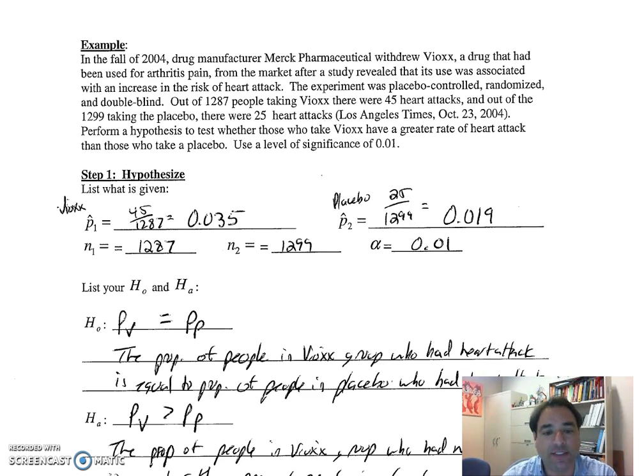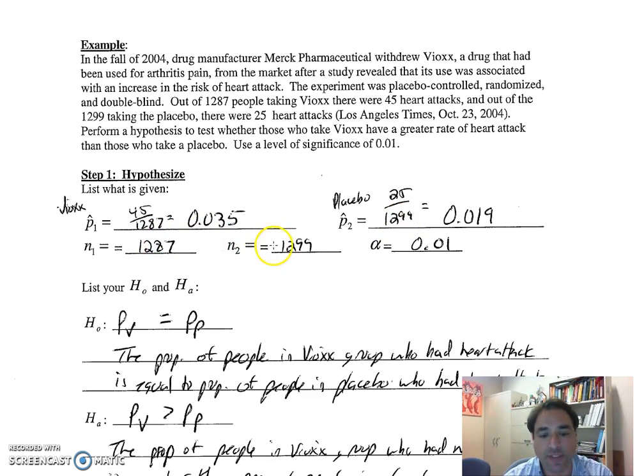Perform a hypothesis test to see whether those who took Vioxx had a greater rate of heart attack than those taking a placebo at a level of significance of 0.01. So we have two groups: Vioxx and placebo. The Vioxx group had 45 heart attacks, that's what we're measuring, out of 1287, which is 0.035. The placebo group had 25 heart attacks out of 1299.